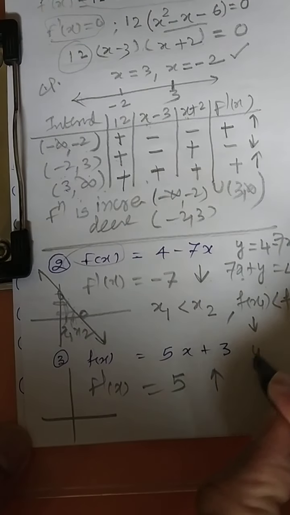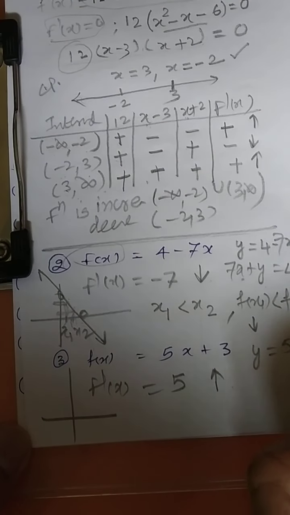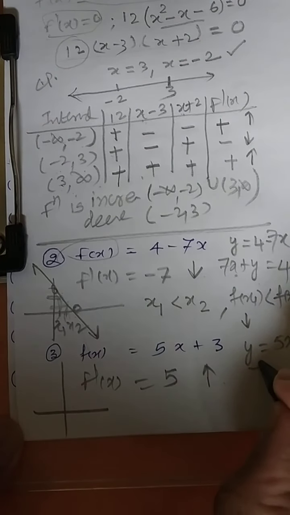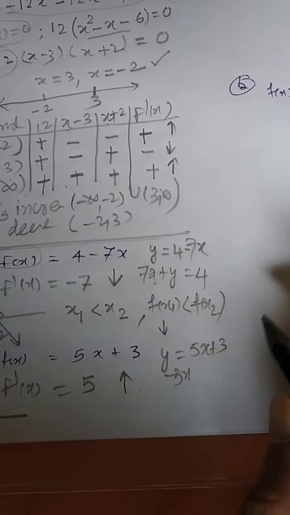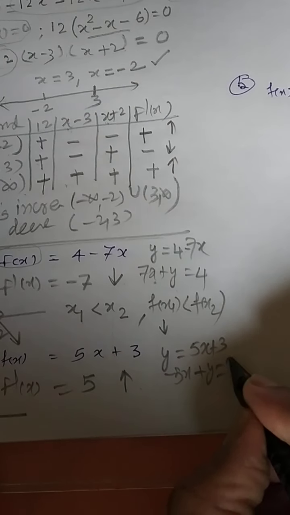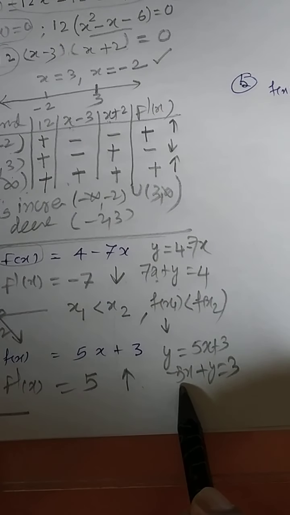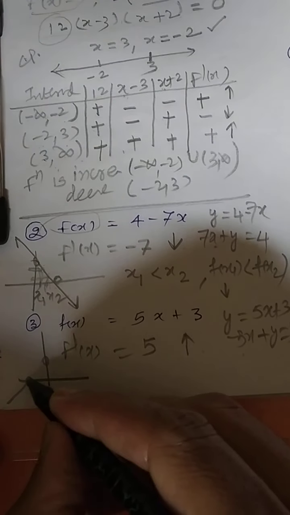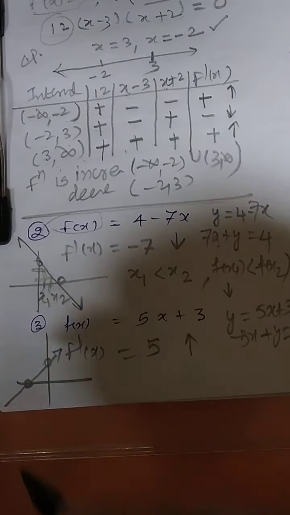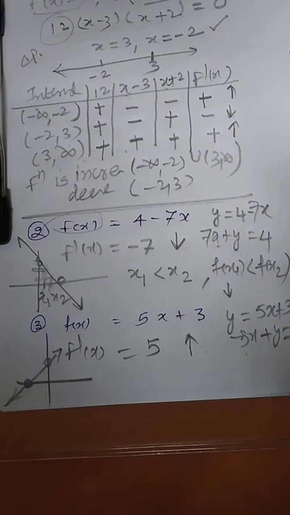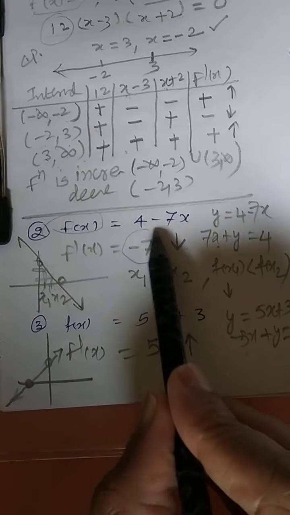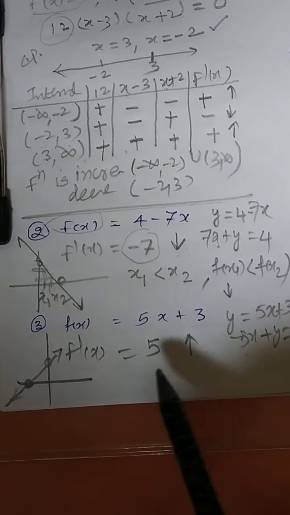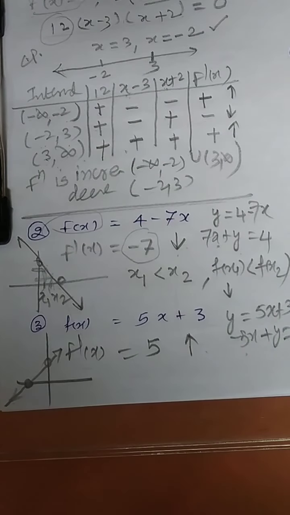So here I can say y will be equal to 5x plus 3. Now minus 5x plus y will be equal to 3. The x-intercept is minus 3 by 5, somewhere over here. The y-intercept is 3. Look here, this is nothing but the graph is strictly increasing. So what to remember? If f dash of x is negative, the function is decreasing. If f dash of x is positive, it is increasing. That is the meaning of increasing and decreasing function.